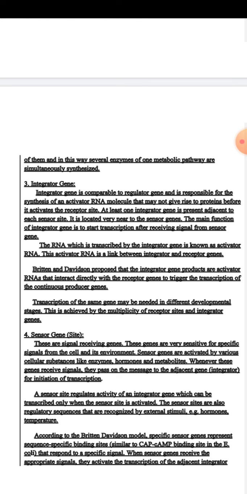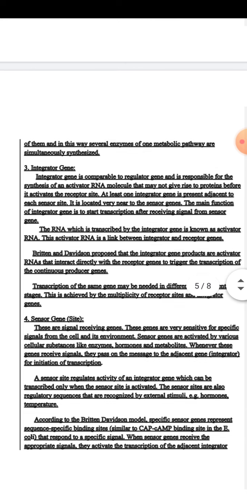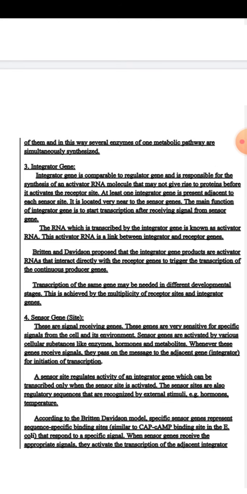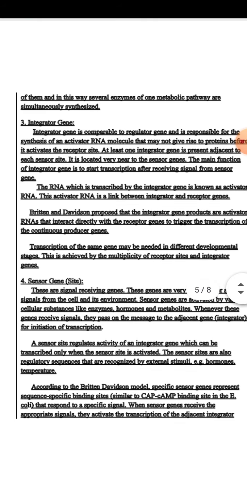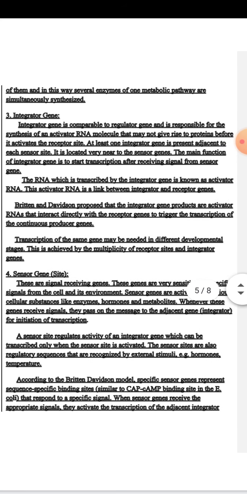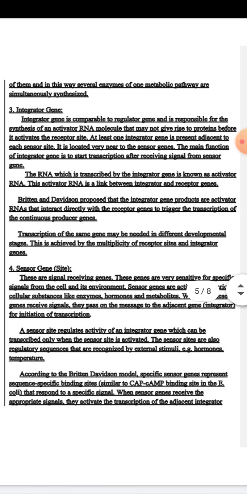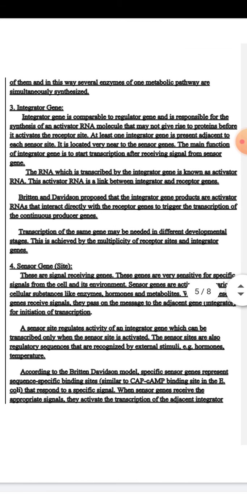The main function of integrator gene is to start the transcription after receiving signal from the sensor gene, and through the receptor gene it will promote its message to the producer gene. So the RNA which is transcribed by the integrator gene is known as the activator RNA. This activator RNA is a link between integrator and the receptor genes. Now Britton and Davidson proposed that the integrator gene products are activator RNAs that interact directly with the receptor genes to trigger the transcription of the continuous producer genes.